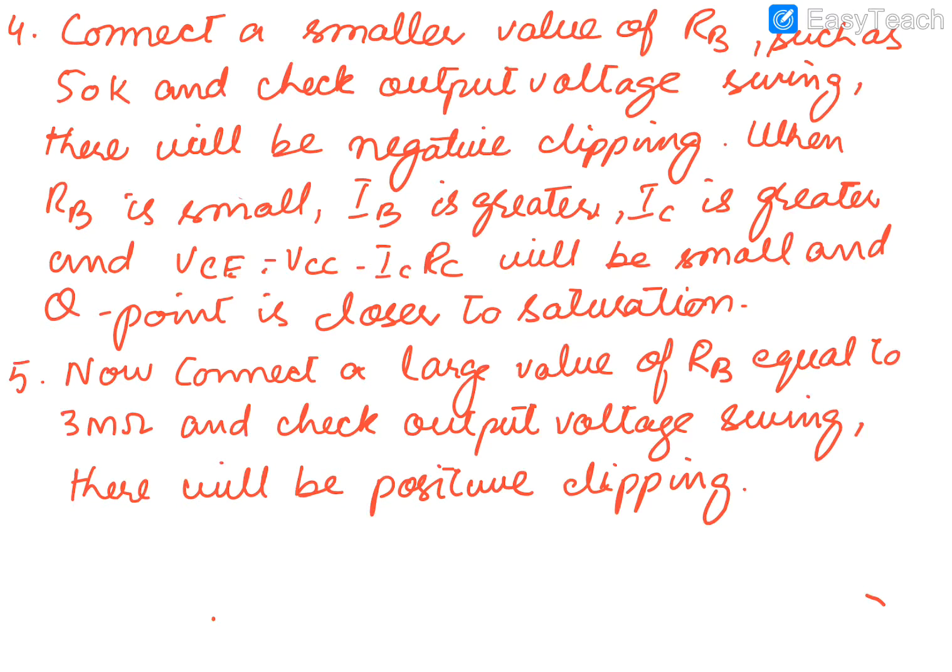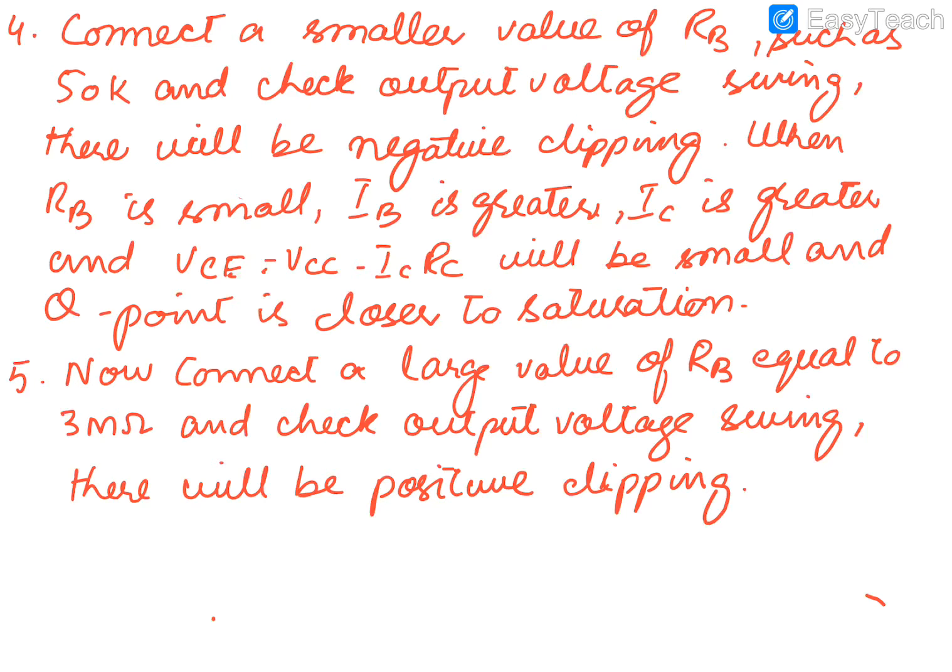Now you will change the value of RB, make RB smaller, such as 50 kilo ohms, and you have to now check the output voltage swing. There will be negative clipping because when RB is small, IB is greater, IC is greater, and VCE, as VCE is equal to VCC minus IC RC, so VCE will be small. As VCE will be small, it means that the Q point is now closer to saturation level, and there will be negative clipping in this case.